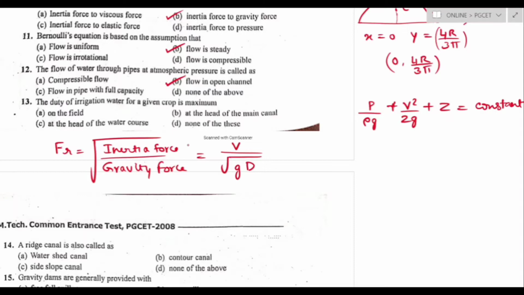Question number 13. The duty of the irrigation water for a given crop is maximum at field and minimum at head of the canal. So, it is the number of hectares of land irrigated for full growth of the given crop by a supply of 1 cumec of water continuously during the entire base period of that crop. It will be maximum on the field and minimum at head of the canal. Option A is the right answer.